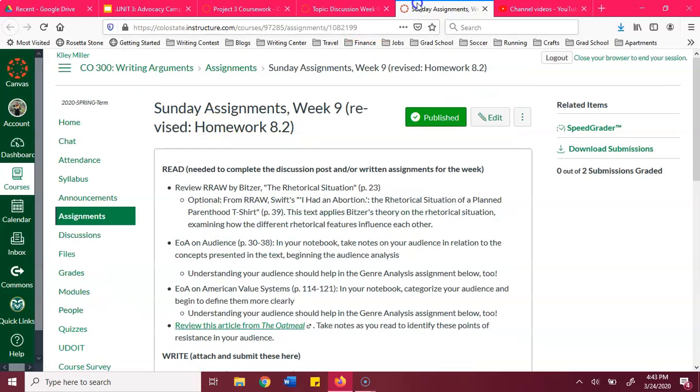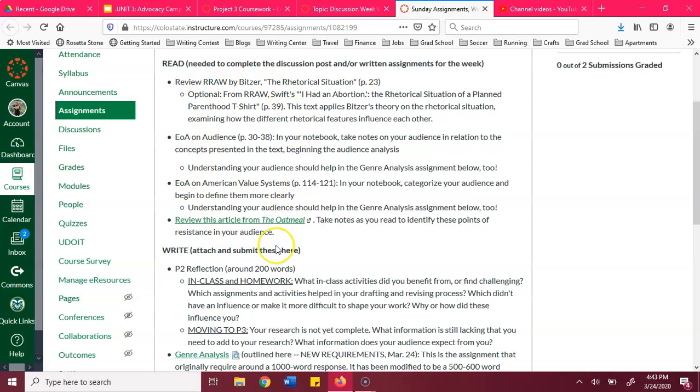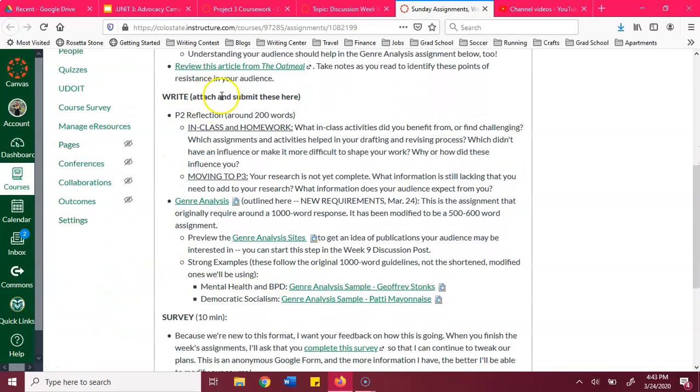In the Sunday assignments, you have a few readings. These are mostly similar from what was posted in week 8.2, that original homework, and a few different writing assignments reflecting on P2, overall how it went, and your genre analysis. As requested, I have included a few examples to show you what some strong students have done in the past, so you might benefit from reviewing those. That said, I have modified this assignment to make it a little bit more manageable with the online discussion as well, so please keep that in mind.